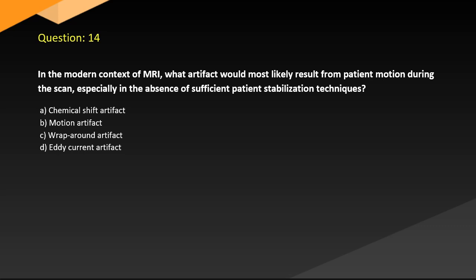Question 14. In the modern context of MRI, what artifact would most likely result from patient motion during the scan, especially in the absence of sufficient patient stabilization techniques? A. Chemical shift artifact. B. Motion artifact. C. Wraparound artifact. D. Eddy current artifact.